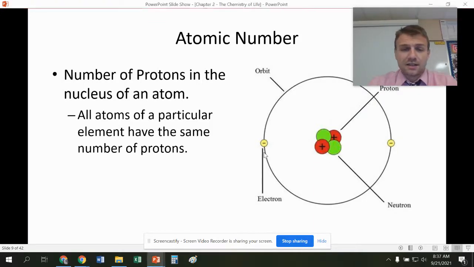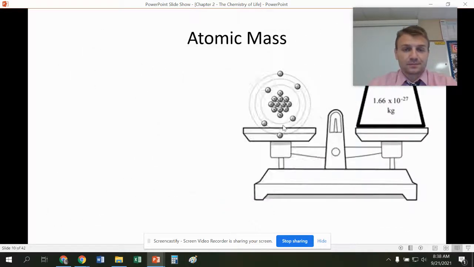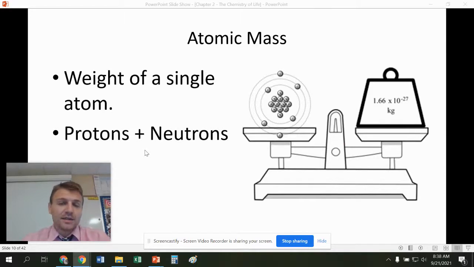We can see here this is helium. So that means helium has 2 protons in its nucleus, which means the atomic number will be 2. We find the atomic number above the element symbol on a periodic table. The atomic mass, this is the weight of a single atom. In the atomic mass, we usually only weigh the protons and neutrons. That's because the electrons weigh so insignificant compared to these two. We just don't include them. So we're just really weighing the nucleus of an atom.